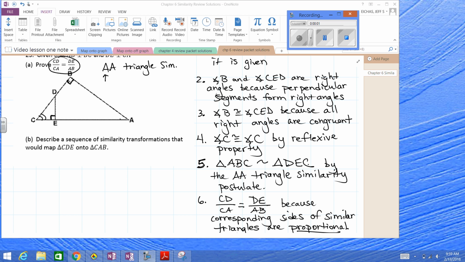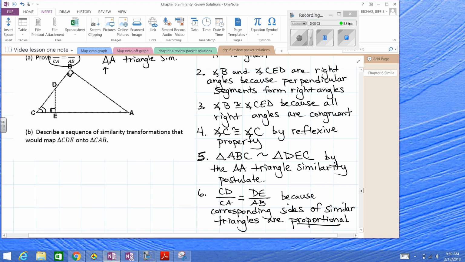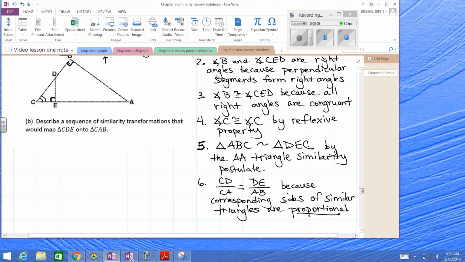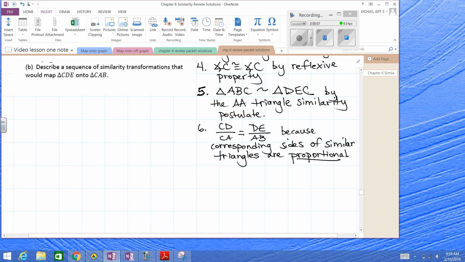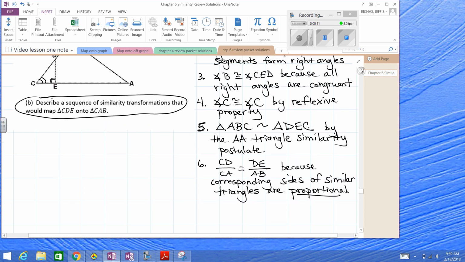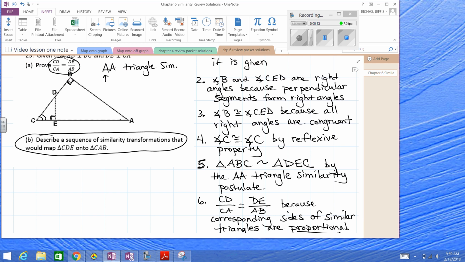So continuing on number 23, I have to finish this part B. Describe a sequence of similarity transformations that would map one onto the other. Now we're off the graph, so we can't talk about rotating or translating a certain amount, anything like that. We're going to have to use our descriptors such as angle bisector, perpendicular bisector, things like that.